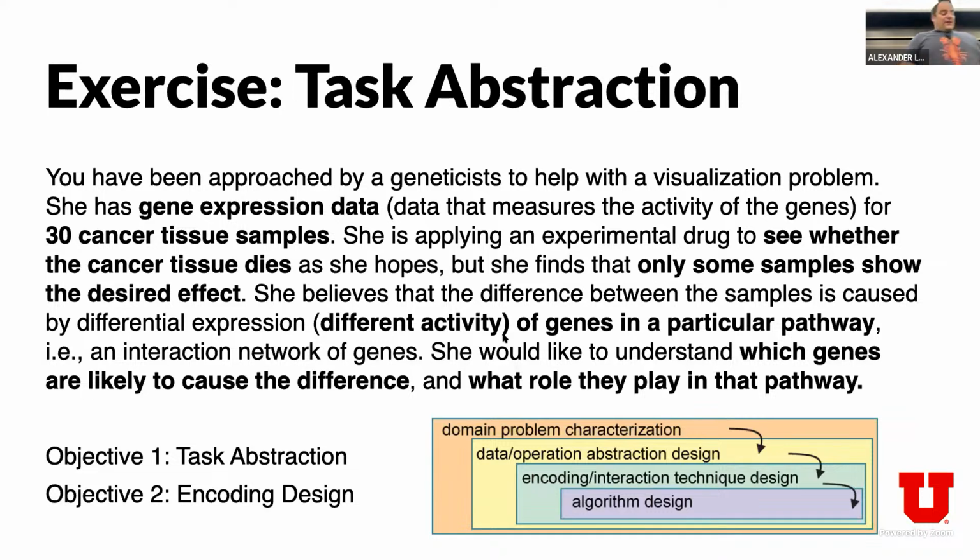So now I have a maybe slightly complicated exercise. What I want you to do is a task abstraction yourself, and there are instructions on here. Basically, you've been approached by a geneticist to help with a visualization problem. She has gene expression data, and she wants you to help her. I'll just hand this out. You can read through this. There are instructions on here, and then you should try to do this task abstraction yourself and think a little bit about encodings. We'll do this for a good 15 minutes, and then I'll walk you through an example of how you could approach this.